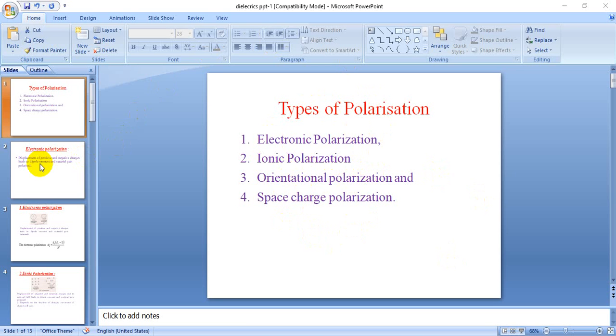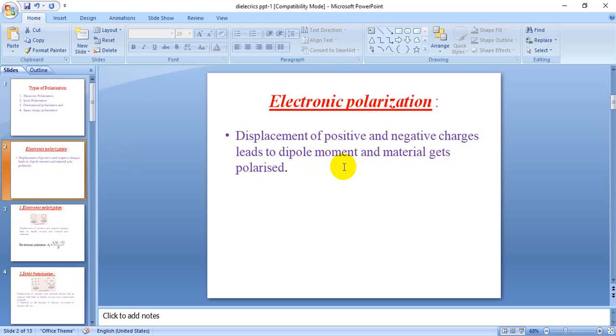So what is electronic polarization? Just look at this definition: the displacement of positive and negative charges. I already told you a dipole is nothing but a positive charge and a negative charge kept at a particular distance. The displacement of positive and negative charges forms the electronic polarization, hence a dipole moment, and the material gets polarized. For that I am going to show one picture.